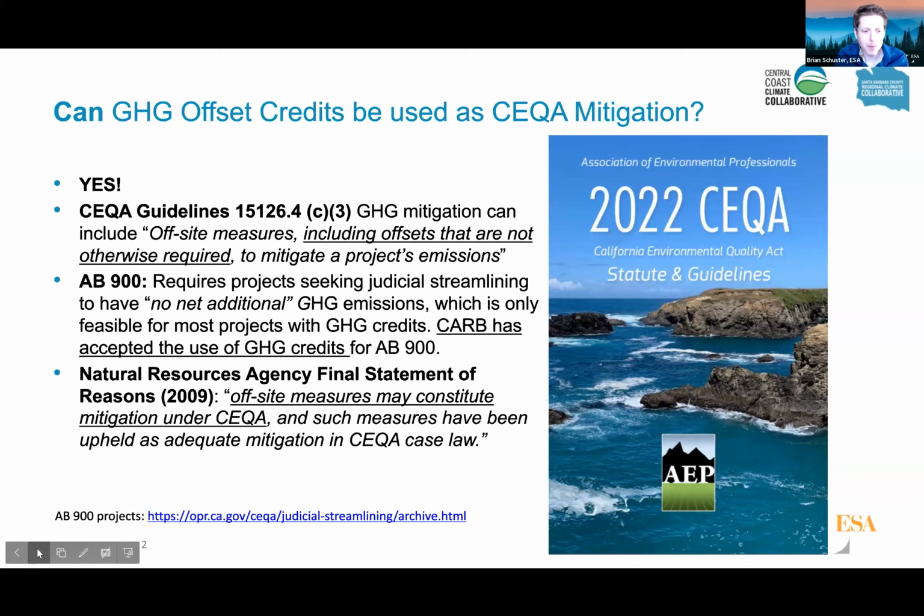AB 900 is a judicial streamlining bill under CEQA, which requires projects to achieve no net additional GHG emissions, essentially net zero. These are CARB, basically not verified, but CARB-approved applications to achieve this net zero. And every single AB 900 project approved by CARB to date has required the use of offset credits to meet that standard. So CARB is supportive of the use of offset credits under CEQA, but again, there are plenty of things you've got to do if you're going to use it as a mitigation measure. And finally, the Natural Resources Agency, in its final statement of reasons on the CEQA Guidelines in 2009, also supported the use of credits in CEQA. So just a bit of foundation there. Next slide.